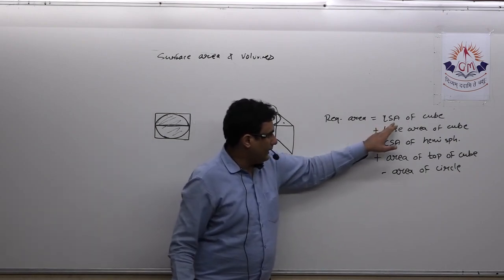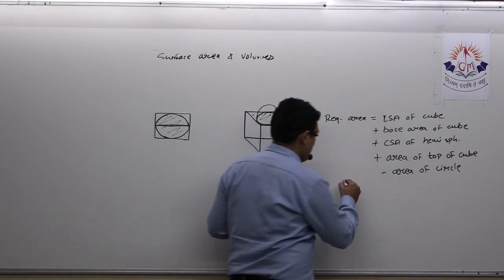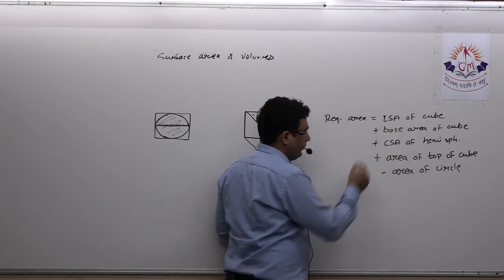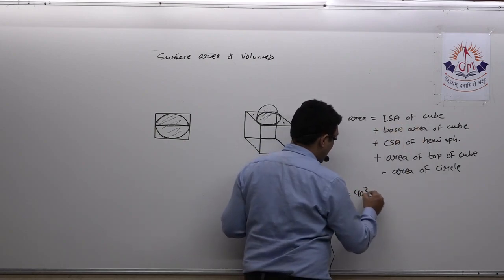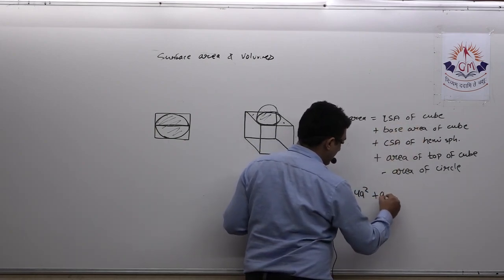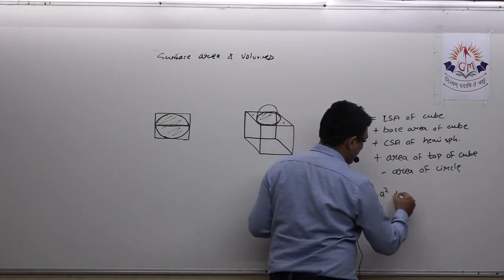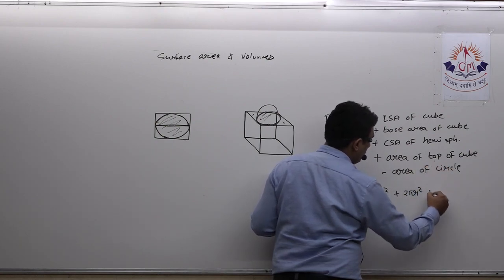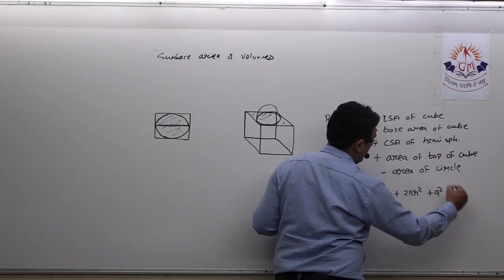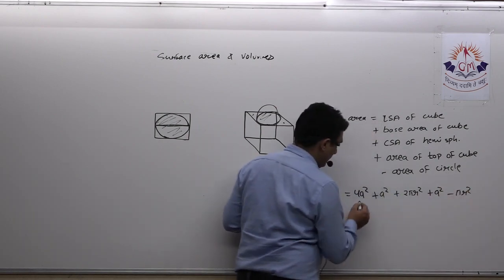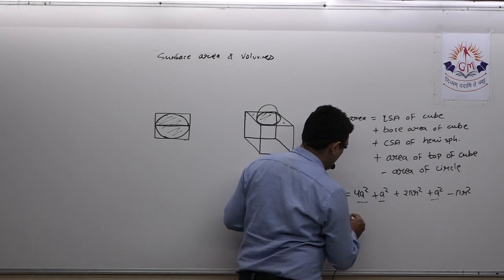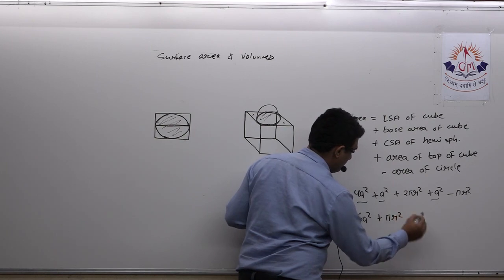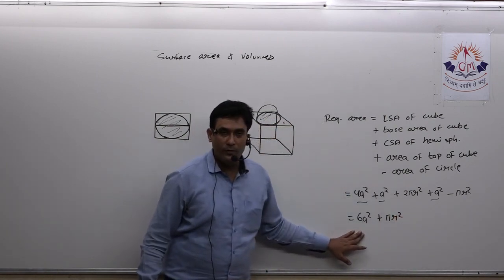Now this LSA of cube is actually 4a square. So first put the formulas and then put the values. So LSA of cube 4a square, base area of cube a square, CSA of hemisphere 2 pi r square, area of top of cube a square, area of circle pi r square. Now do check: 4a square plus a square plus a square. So this gives you 6a square plus pi r square. Okay, so now you have to put the values of a and r.